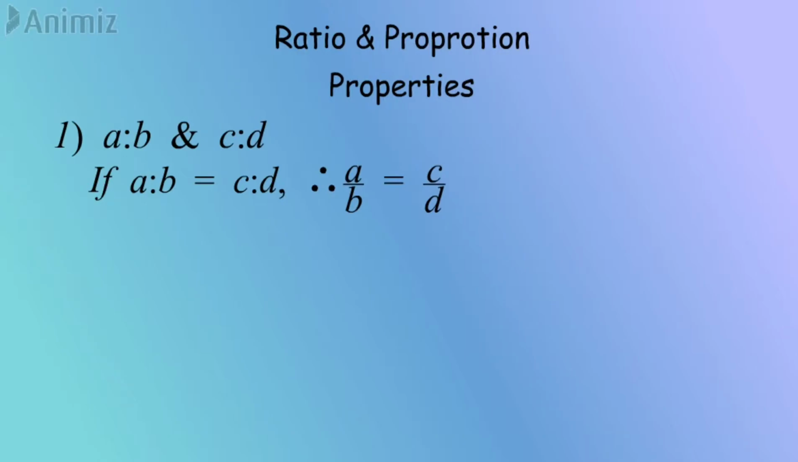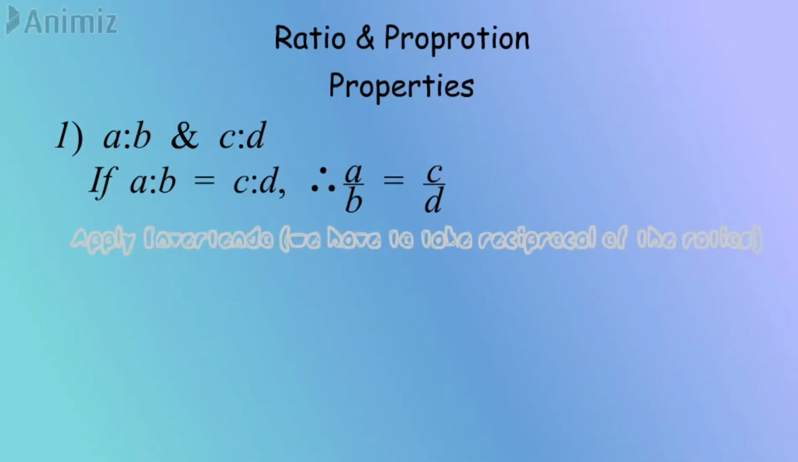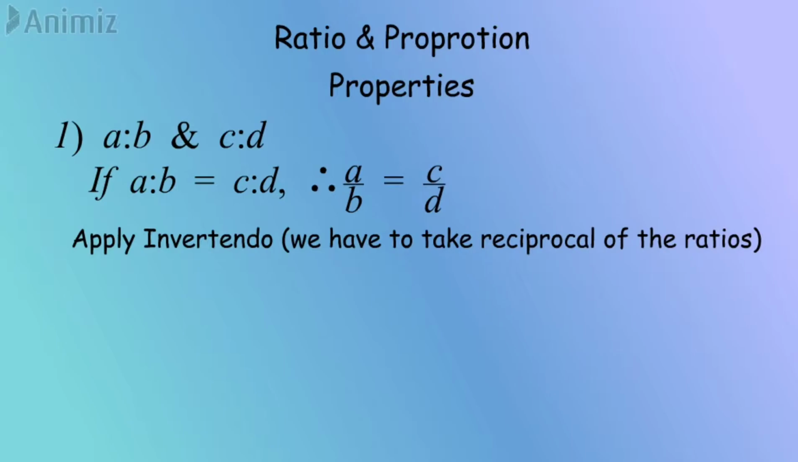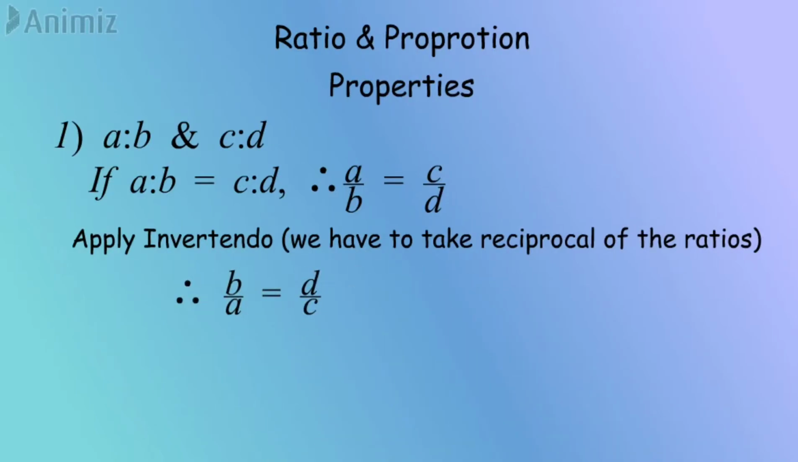Now if I want to take the reciprocal on both sides, my property is invertendo. When you apply invertendo, we have to take the reciprocal of the ratios on both sides. So A by B will become B by A and C by D becomes D by C. So this is the first property. Whenever you want to reverse the ratios on both sides, you can apply the property of invertendo.